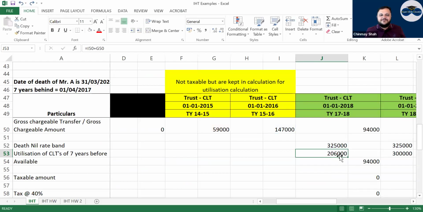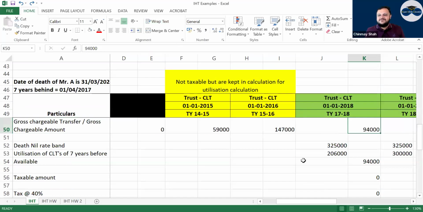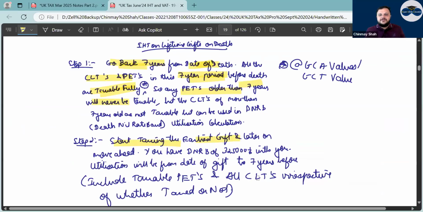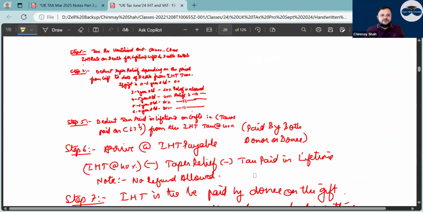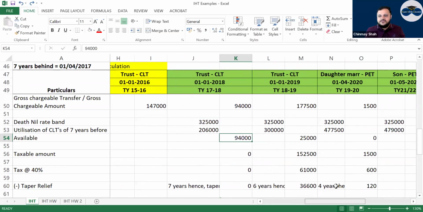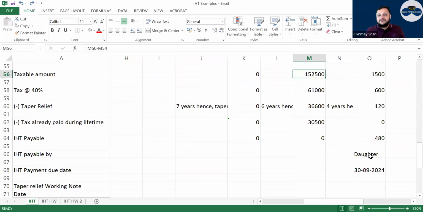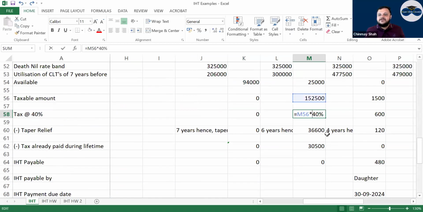You have to use so much thinking here, correct? Gross chargeable GCT or GCA, correct? You have to take from lifetime and start the taxation on this GCA or GCT amount. That is why the GCA or GCT amount is very important, correct? So include taxable PETs and all CLTs irrespective of whether taxed or not. Then tax the unutilized amount, whatever is the unutilized amount. See, here I utilized 94,000 fully, so no taxation. But if there is an unutilized amount here, taxable amount, 25,000 utilized, 150 to 500 taxable. On that, directly calculate tax at 40%.